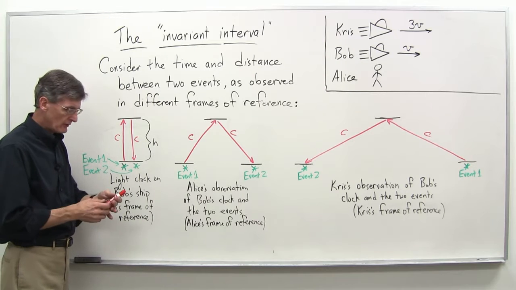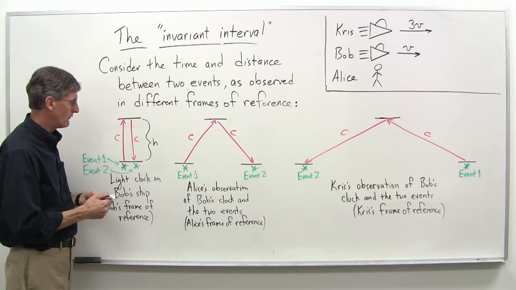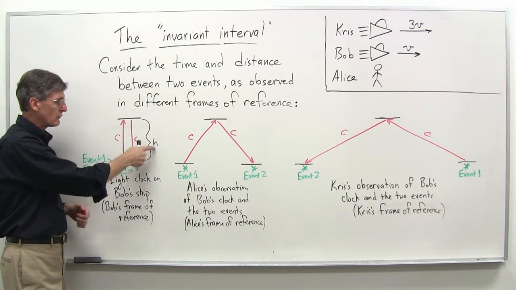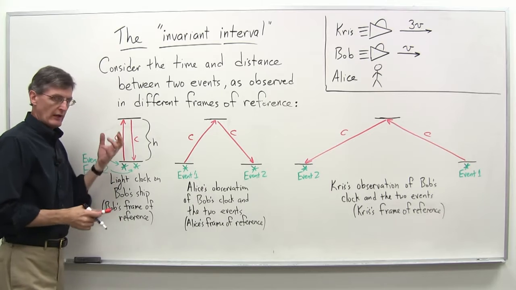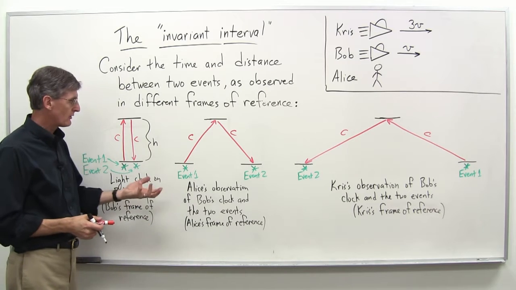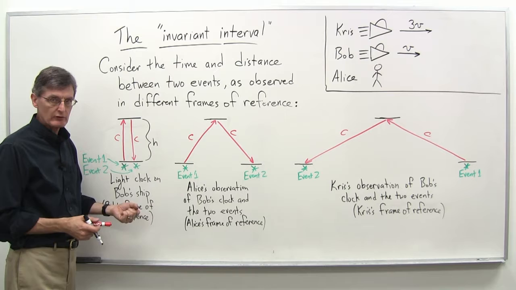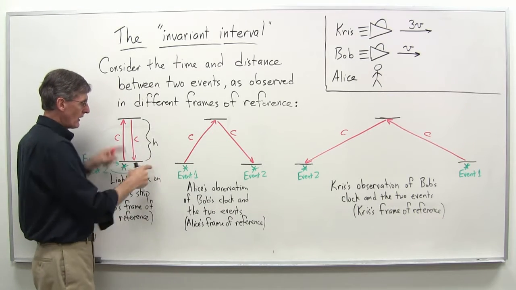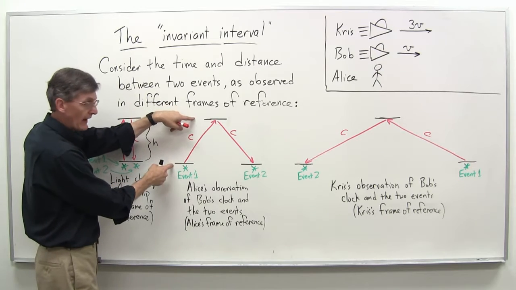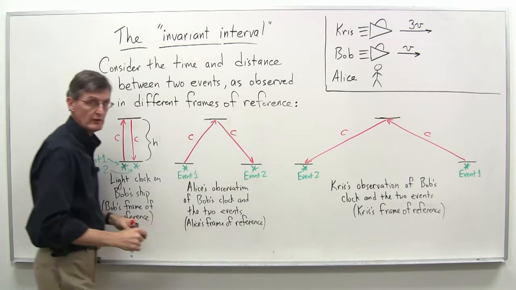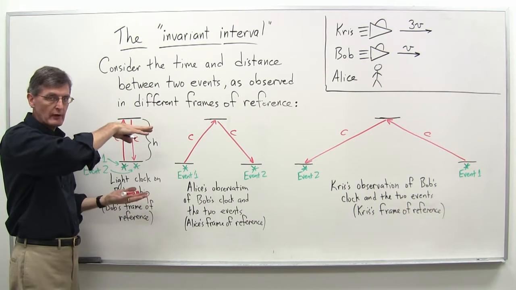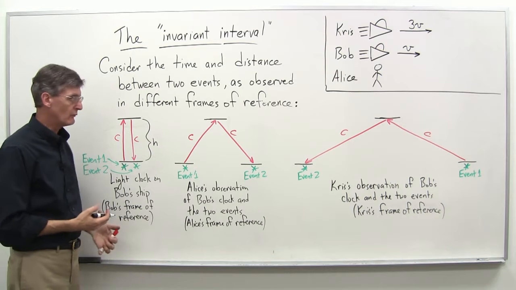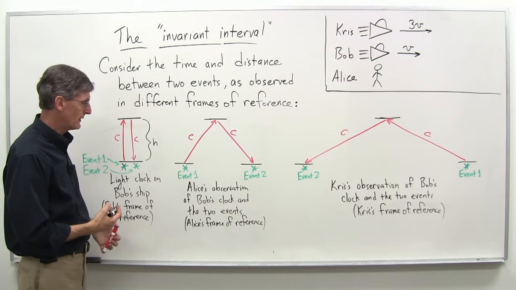Let's put a couple other things in here because we want to do a little analysis of what's going on. I put the height of the light clock, we'll call it h this time. As we talked about in the last video, those transverse or perpendicular dimensions are not affected by motion in this direction. So h, the height of the light clock, will be the same for Alice and also the same for Chris. They will all see the height of Bob's light clock as h. That will not change, and that is a key point in what we're going to derive in a minute.